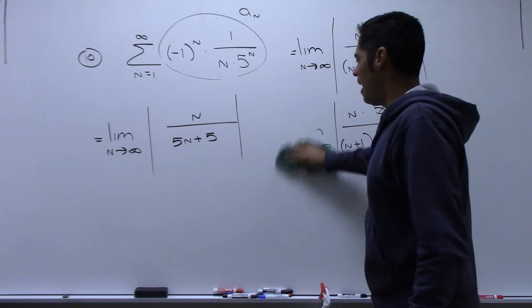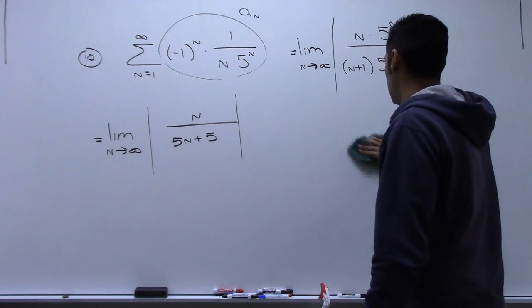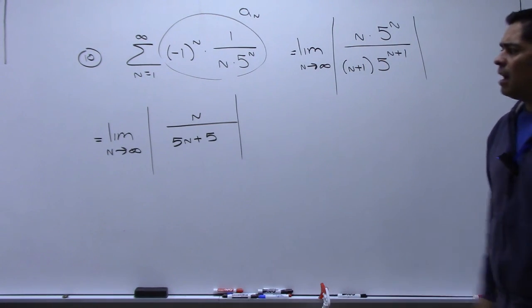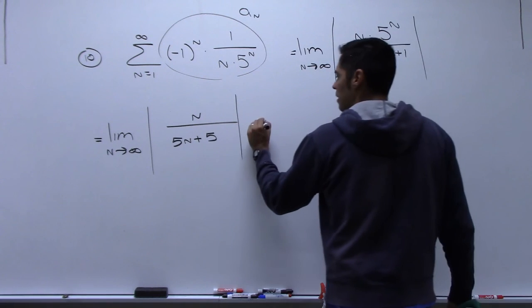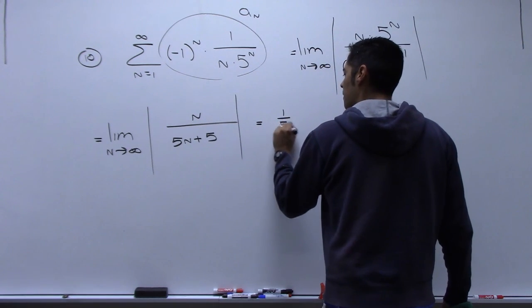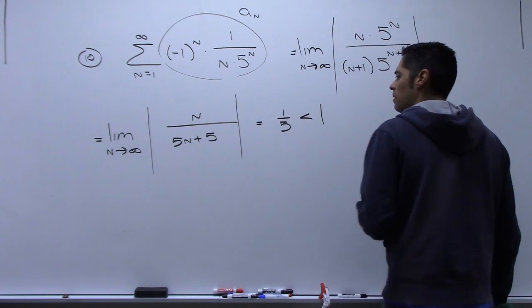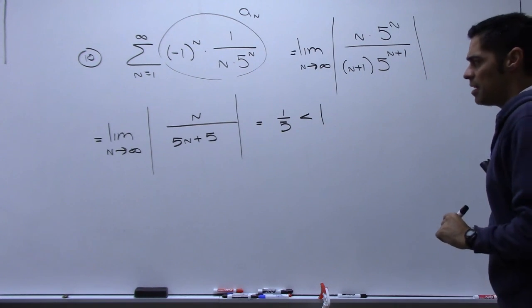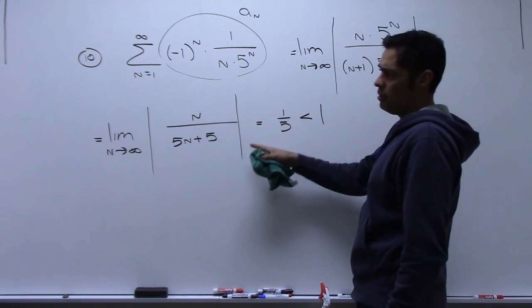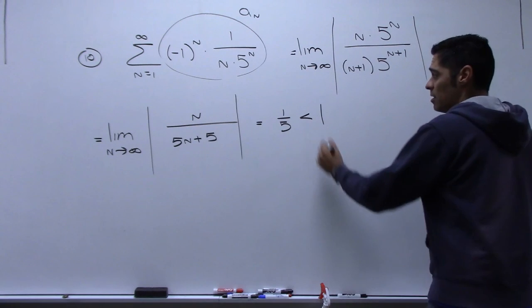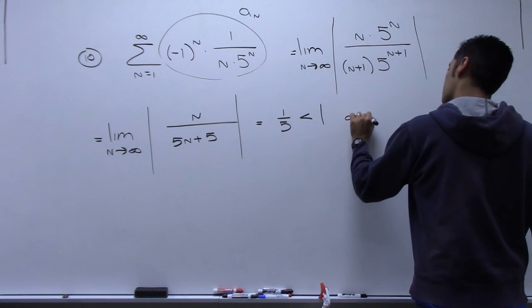And right now, if I take this limit, I get infinity over infinity. I do L'Hopital one time on that, and this will become 1/5. And that's definitely less than 1, because the ratio test says you have to check if this ratio is greater than 1 or less than 1. If it's less than 1, it converges.